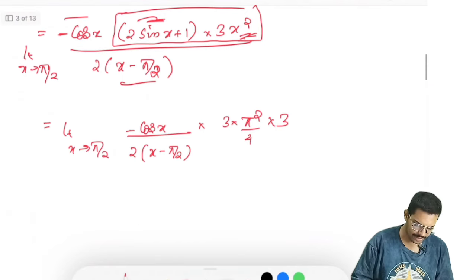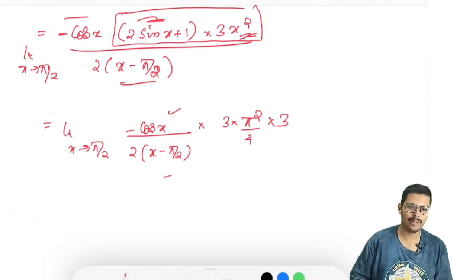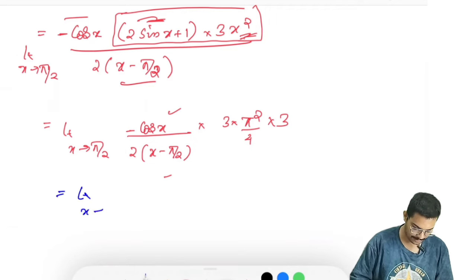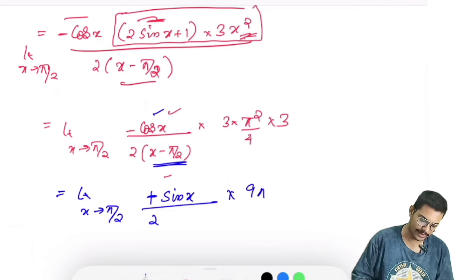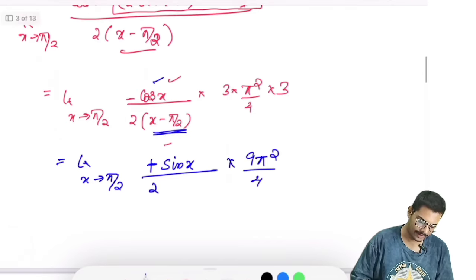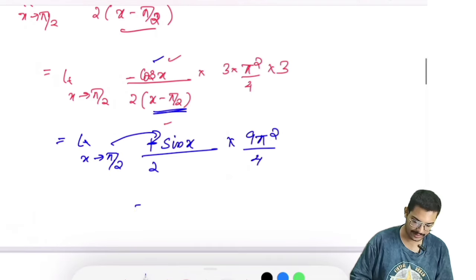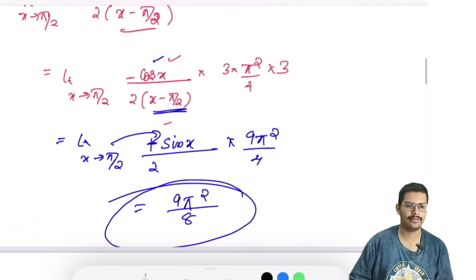Now, if you apply here, this is 0 by 0 form, you can apply L'Hospital rule. What is the derivative, limit x tends to pi by 2? The derivative of cos x is minus sin x, minus of minus is plus sin x, divided by 2 into the derivative of this quantity, which is 1, into 9 pi square divided by 4, and when you apply the limit, sin is equal to 1, it is equal to 9 pi square divided by 8. So our final answer is 9 by 8 pi square.